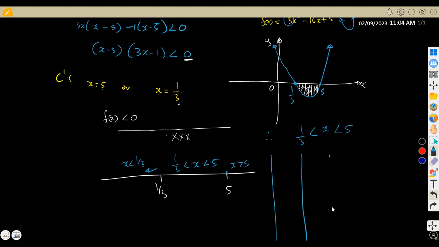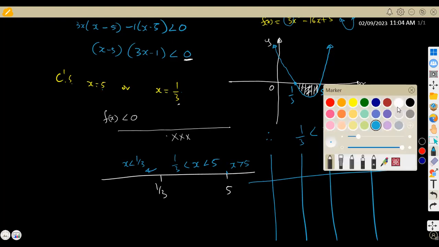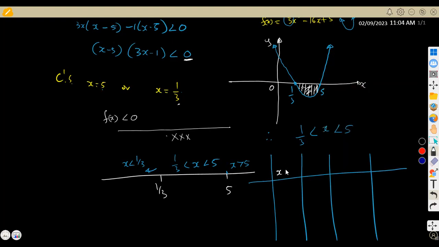We are going to have something like this. I'm just showing you what you're supposed to have. So I want you to proceed with that one. I'm not going to finish everything, but I want you to try. x is less than a third. x is greater than a third but less than 5. x is greater than 5.